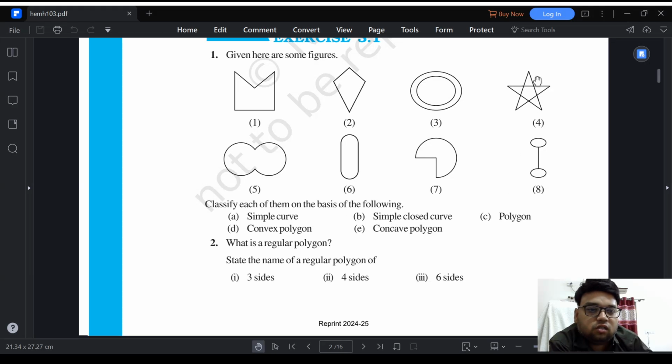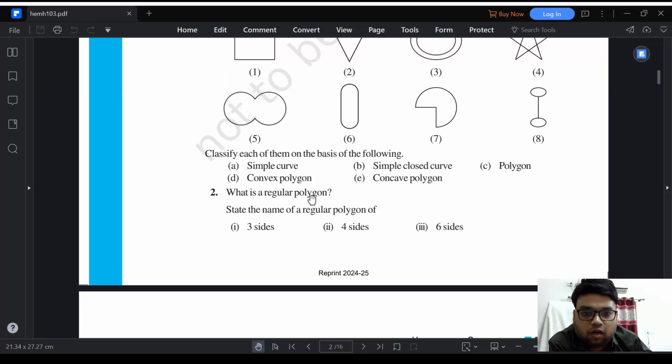And polygon, yes, all are polygons except figure number 4 and figure number 8. And yes, all of this is understood by us.